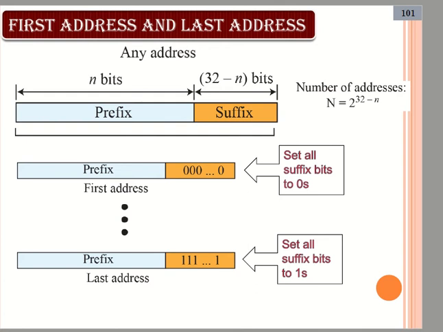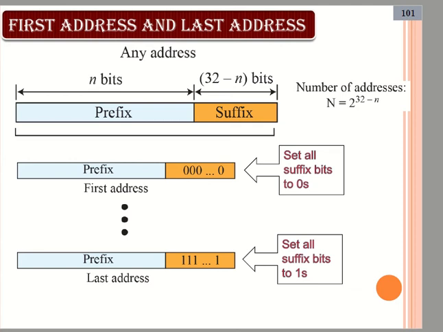As I said, this n, that is slash n, will indicate the prefix, and the remaining will be the addresses. Now let us see how the first address as well as the last address can be calculated based on one of the given addresses. In a block of addresses, if one of the addresses has been given, then it is easy to find the first address in that block as well as the last address in the particular block. We'll see how it is.